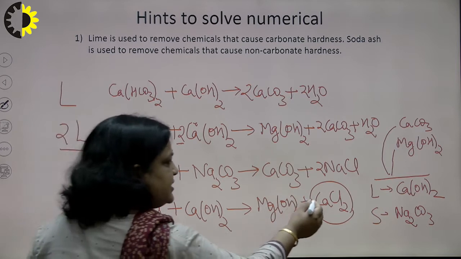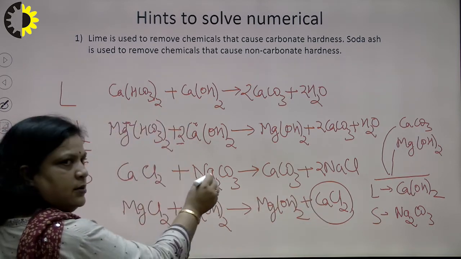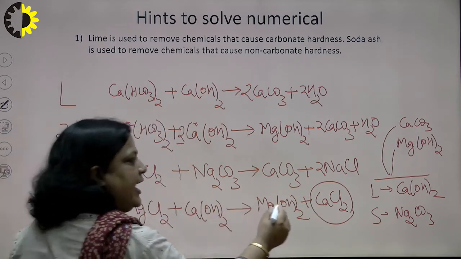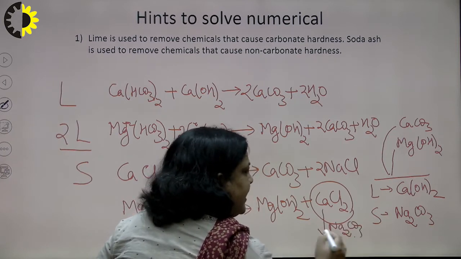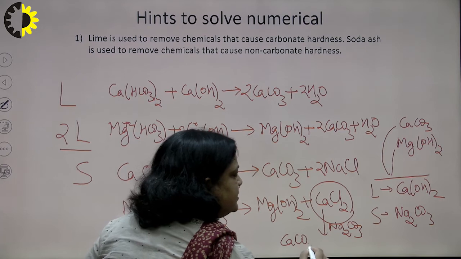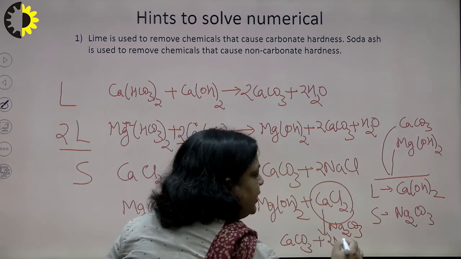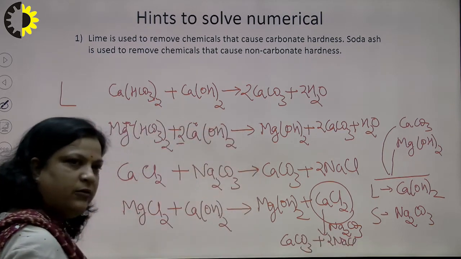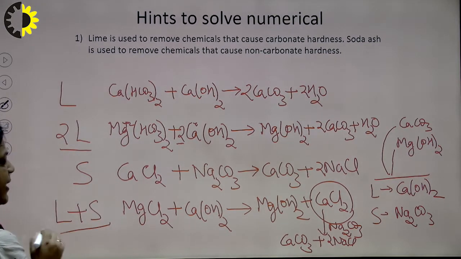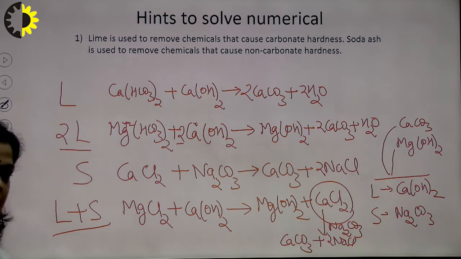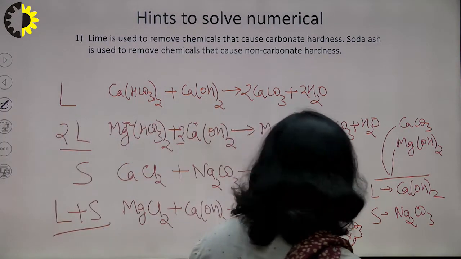So, to remove this CaCl2, see third reaction, we have to add soda, so that calcium gets precipitated with carbonate, CaCO3 plus 2NaCl. Now, problem is solved. So, to remove this magnesium chloride, we have to add lime as well as soda. So, remember these four things.